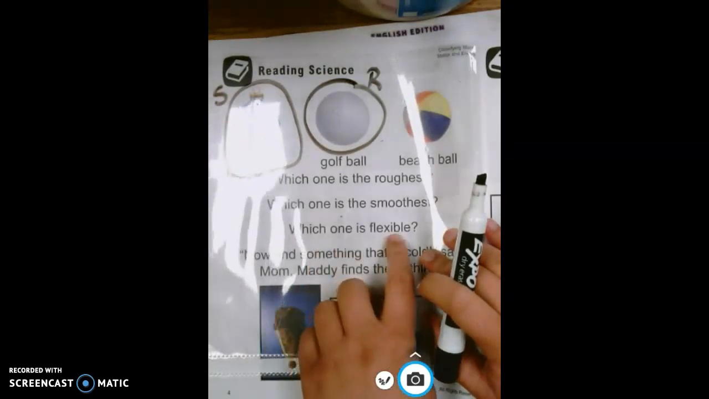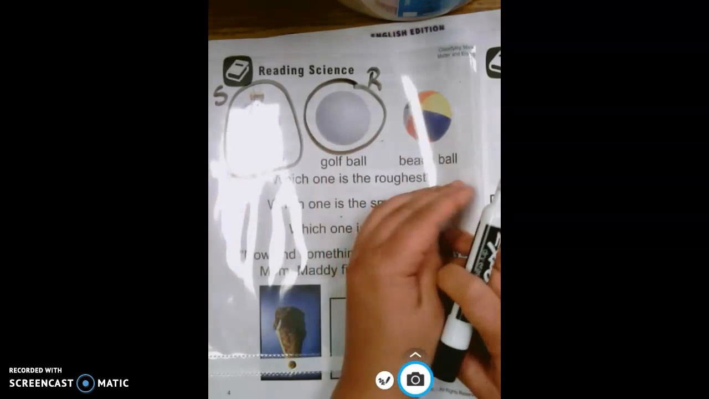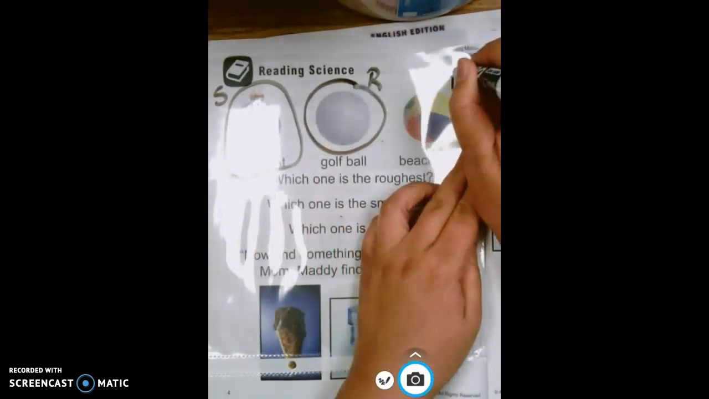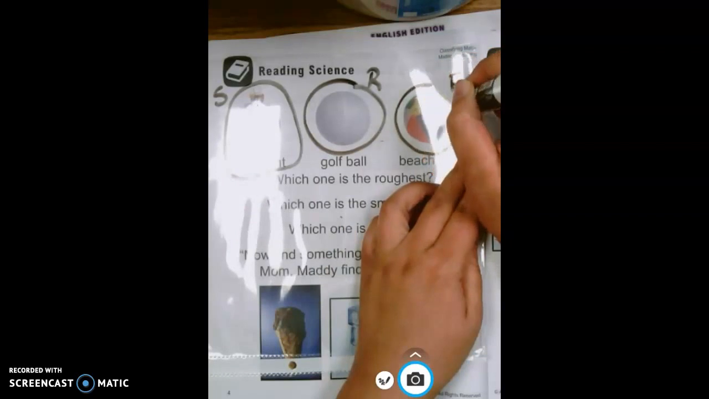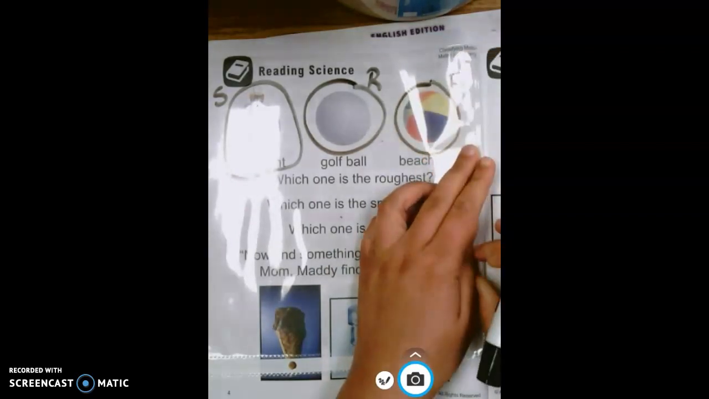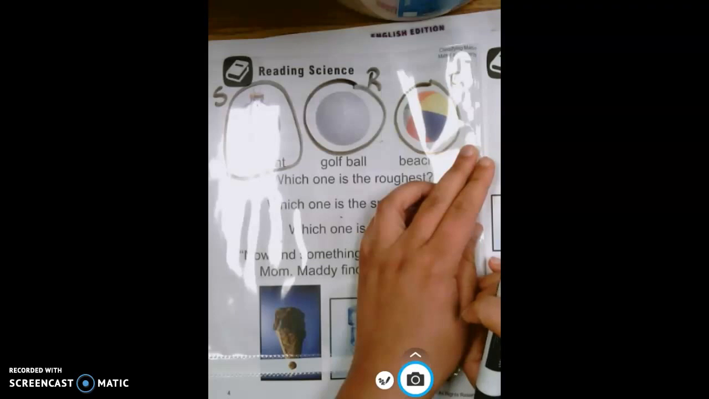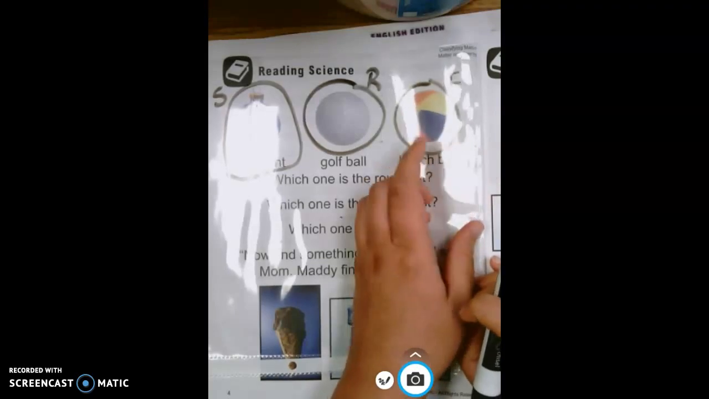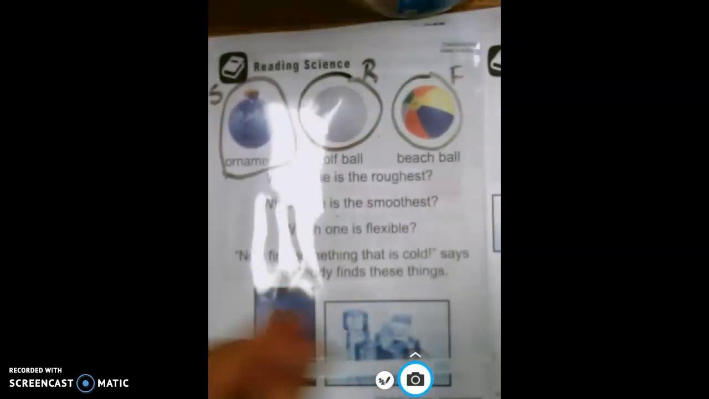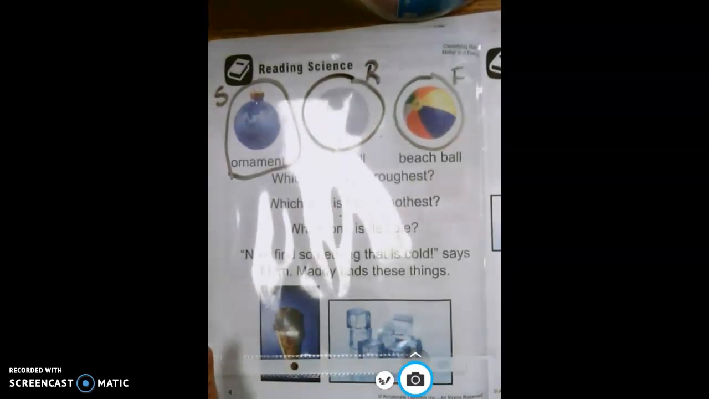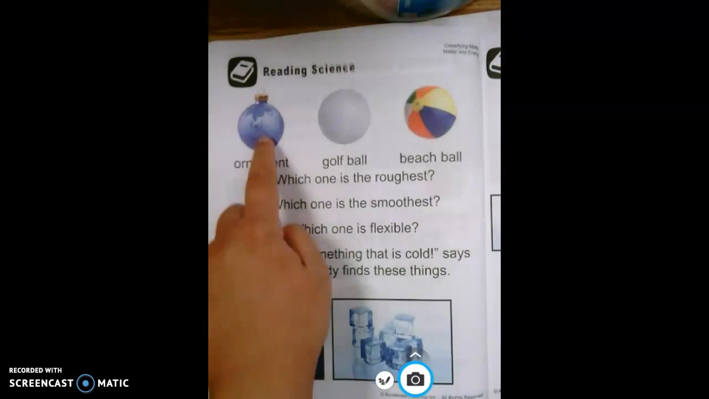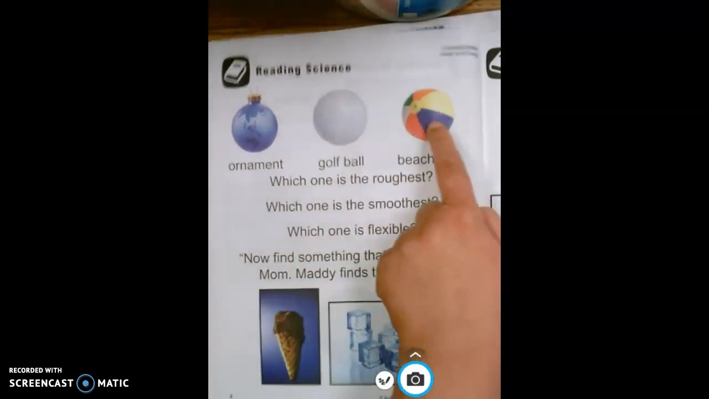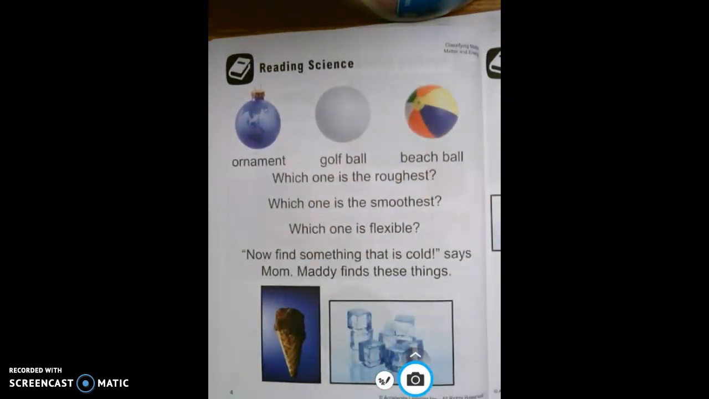And last question, which one is the most flexible? Well, that's easy. I only have one choice left. This beach ball is the most flexible. Because whenever you touch it, you blow it up with air, you touch it, it moves, it's flexible, it moves around. So you should have smoothest for the ornament, roughest for the golf ball, and flexible for the beach ball.